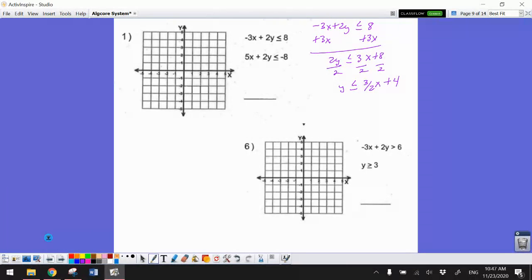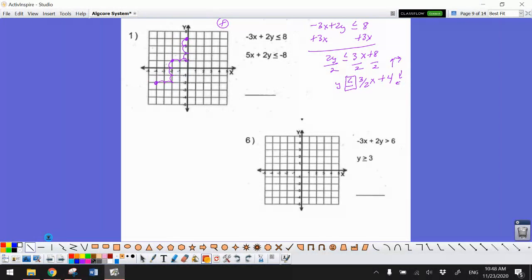8 divided by 2 is 4, and 3 over 2 is not going to change. So I'm going to start at 4. 1, 2, 3, 4. And I know I'm supposed to go up 3 and right 2, but I can't do that because my graph is too small. So the opposite would be down and left. Remember, this is a positive slope, so my line needs to be going in that direction. So 1, 2, 3, 1, 2. And I can do that again. 1, 2, 3, 1, 2. And I have my first line. And I see that this is equal to, so I know that I'm going to have a solid line. So let me go ahead and get a solid line going here.